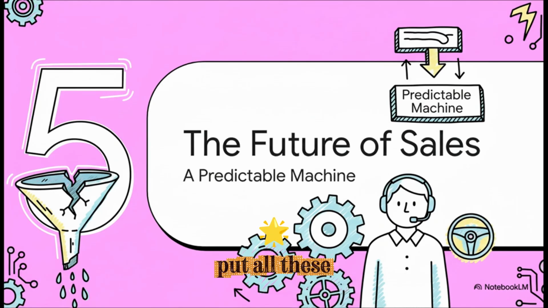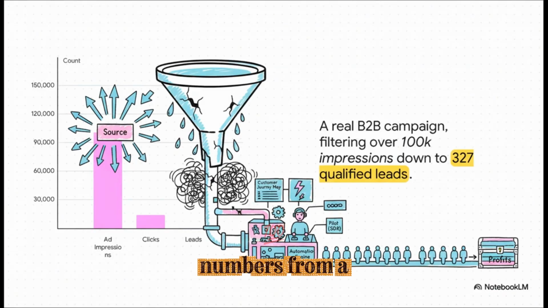So, when you put all these pieces together, the map, the engine, and the pilot, you really start to see what the future of sales looks like. It's not about chaos and guesswork anymore. Just take a look at these numbers from a real campaign. Over 100,000 people saw the ad. That led to 14,000 clicks. But the system didn't just dump all 14,000 of those on the sales team. No way. The process filtered and nurtured them all the way down to just 327 highly qualified leads. Now that is an efficient machine at work.